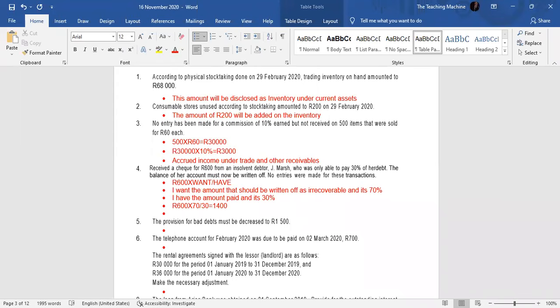Now, 1.4 should be written off as irrecoverable when doing the statement of financial position.